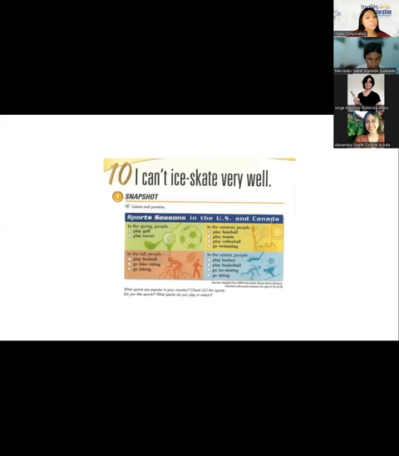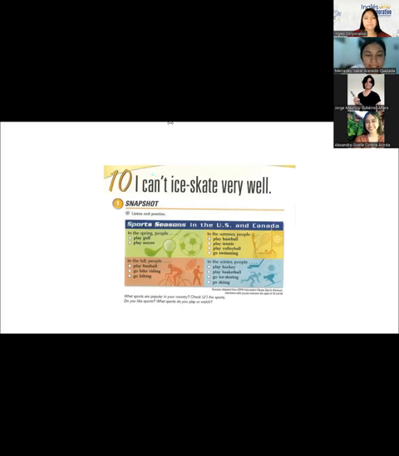I need one volunteer to read all of this. Who wants to read? Okay, Mercedes, please. The sports season in the US and Canada. In the spring, people play golf, play soccer. In the summer, play baseball, play tennis, play volleyball, and go swimming. In the fall, people play football, go bike riding, and go hiking. In the winter, people play hockey, play basketball, go ice skating, and go skiing.